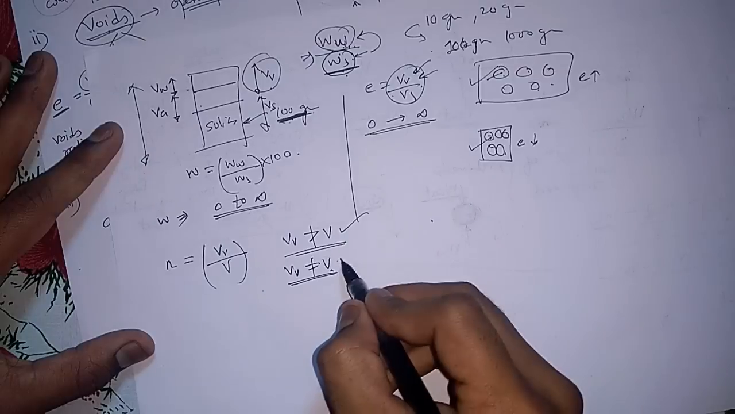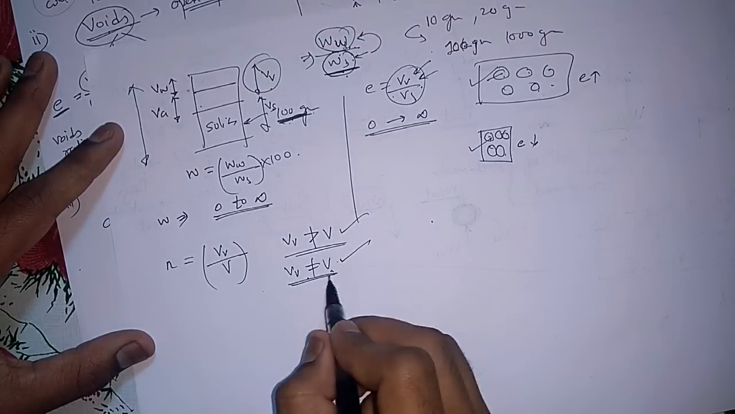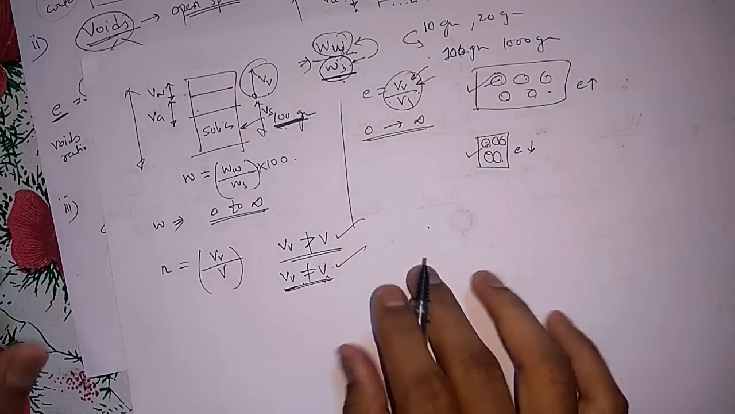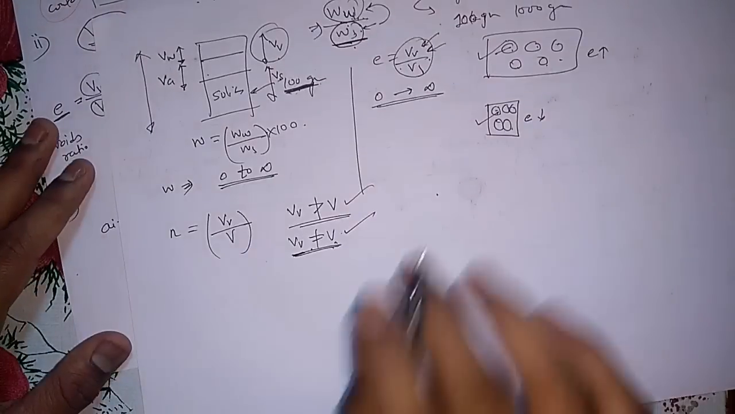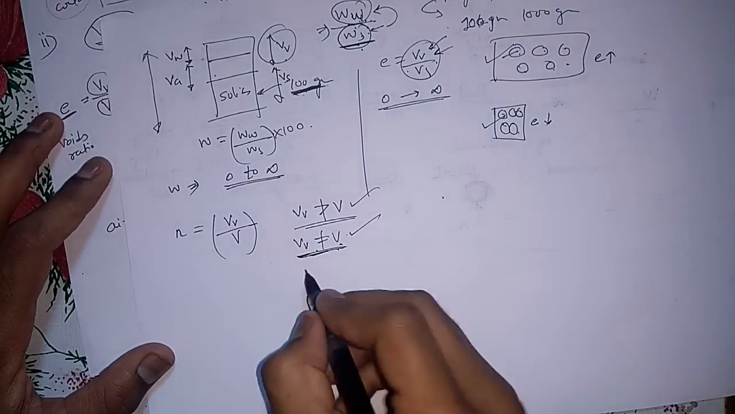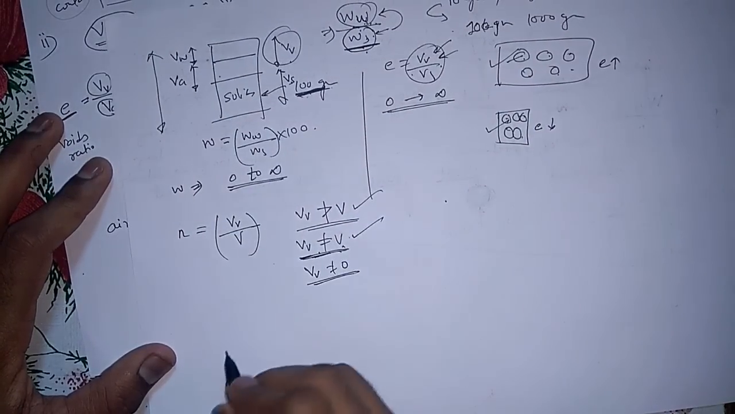This case is also valid, and this is also valid, because the entire soil would not consist of voids only. It will consist of some amount of solids. Thereby I can say that these are not possible. Also VV cannot be 0.